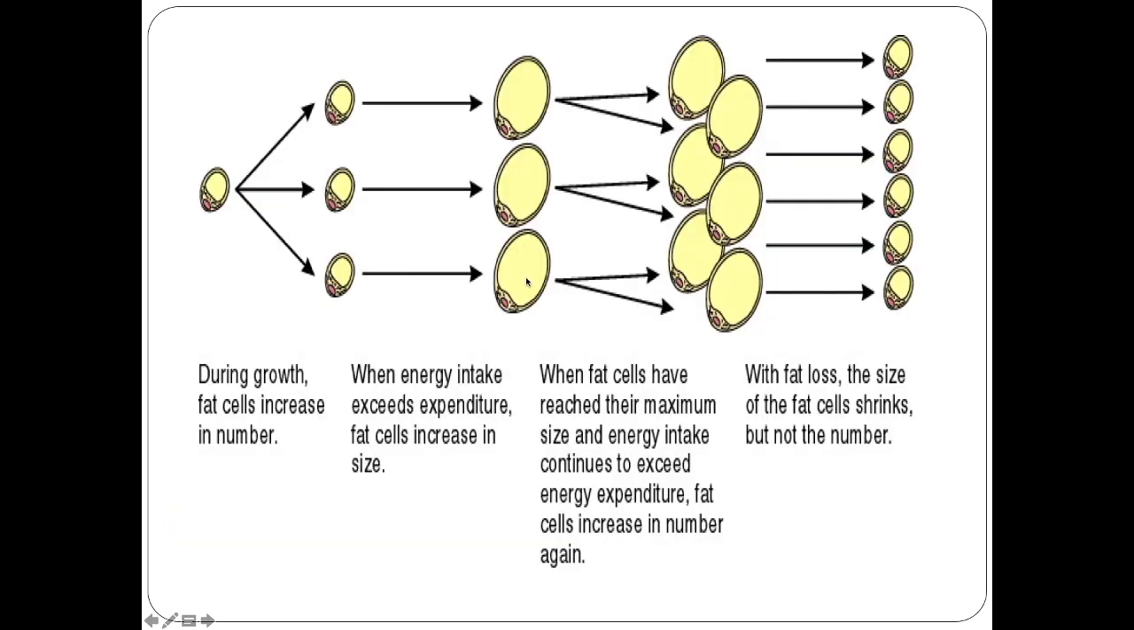And then this shows the process of fat cells growing and dividing. So as you are growing and in your childhood, the fat cells increase in number. And then if your energy intake exceeds your expenditure, the fat cells will increase in size. And if they reach a maximum size, then they will split into more fat cells. And then if you lose fat, then these cells will decrease in size, but their number will not become smaller.